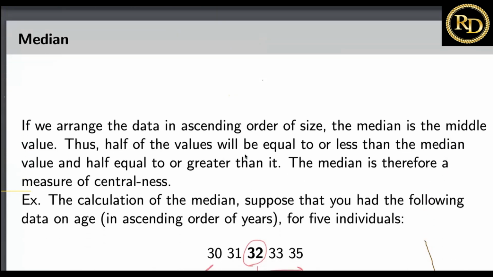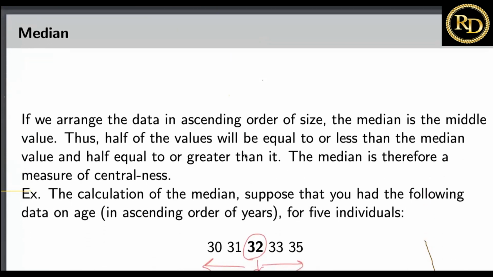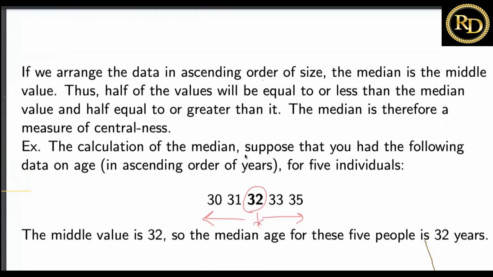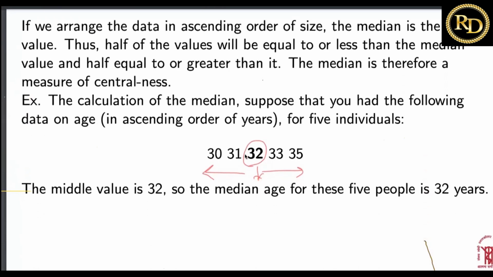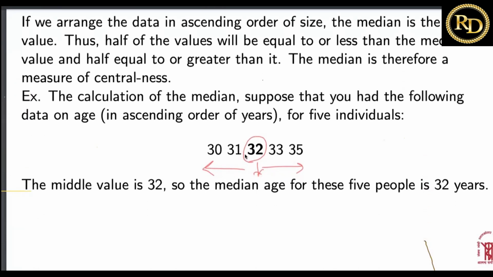Another measure of central tendency is the median. So what is the median? If we arrange the data in ascending order of size, the median is the middle value. Means half of the observations will be above this value, and half of the observations will be below this value. Such a value is termed the median. Therefore, we can say the median is a measure of centralness of the data.